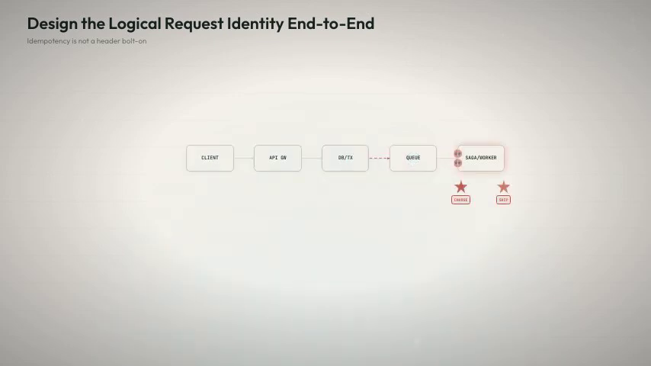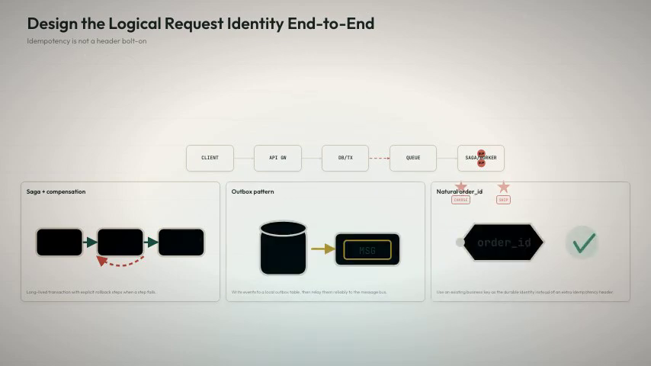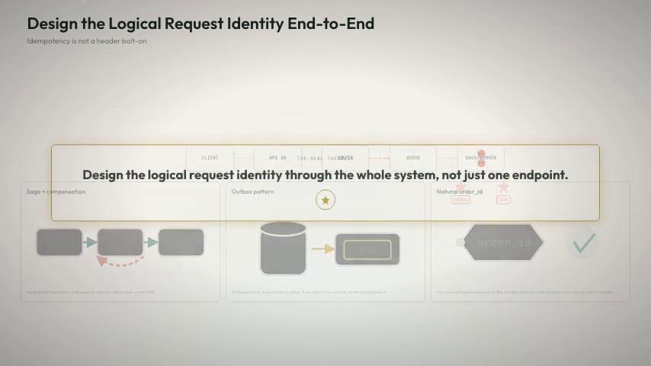Idempotency is not a header bolt-on. The same key must flow through clients, API gateways, databases, queues, and sagas. Protect the front door while the back window is open, and you still get duplicate side effects. Sometimes a saga with compensation, an outbox pattern, or a natural order ID is the cleaner choice. The real takeaway: design the logical request identity through the whole system, not just one endpoint.